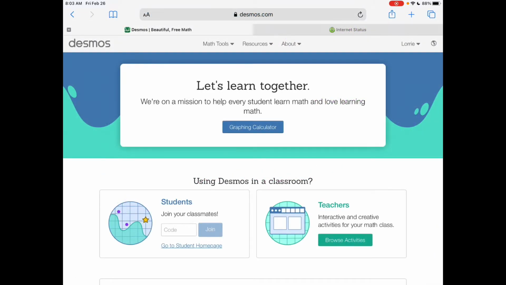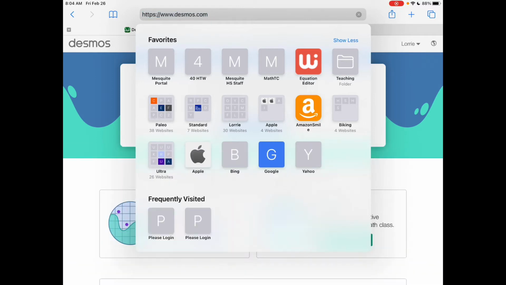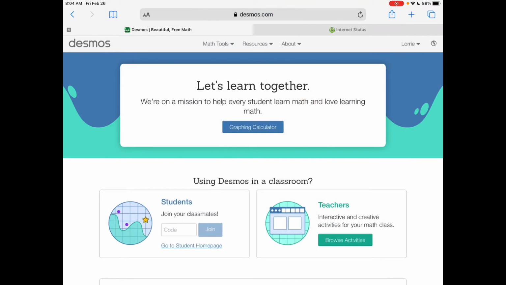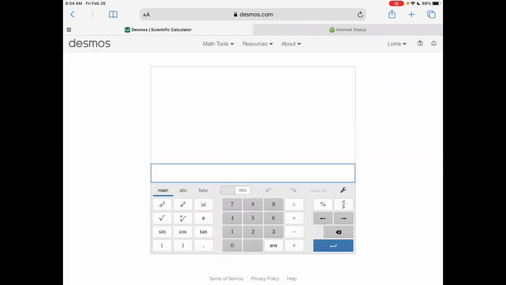Remember that you can get to the Desmos Scientific Calculator in two ways. One is to simply go to desmos.com and put /scientific. However, the other way is just to go to regular desmos.com and under the Math Tools, select Scientific Calculator. Once we're here, we want to go ahead and select the root that has the little floating n. So we're not going to select the square root key, we're going to select the one that has the floating n at the front.